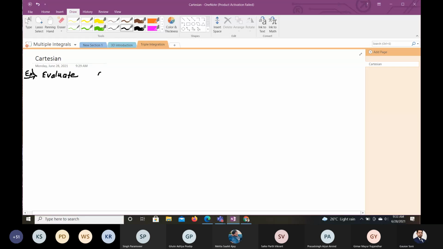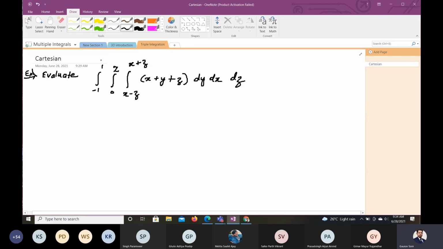Evaluate the integration minus 1 to 1, 0 to z, x minus z to x plus z, x plus y plus z, dy dx dz. So I want you to tell me this minus 1 to 1 is the limit for which variable?